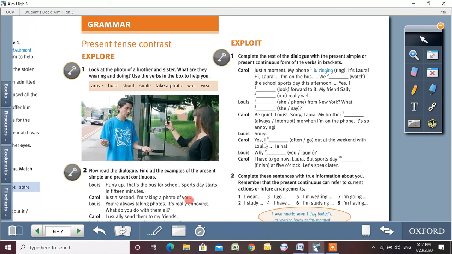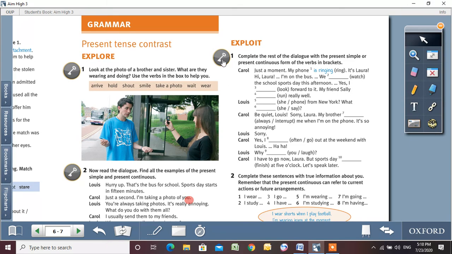Carol, yes, I. Number 8. I often go out at the weekends with Luis. Number 9. Why are you laughing? Number 10. I have to go now, Laura, but sports day finishes at 5 o'clock. Let's speak later. So you can always stop the video, answer the exercise, and then check your answers with me when you play it back again.